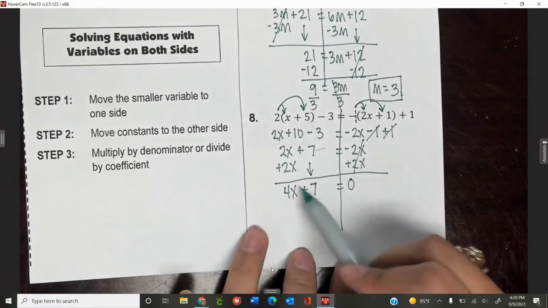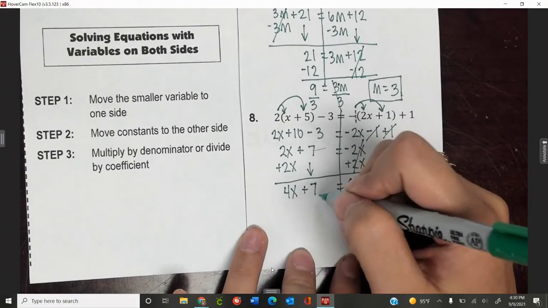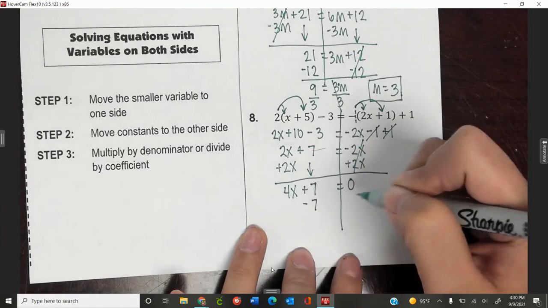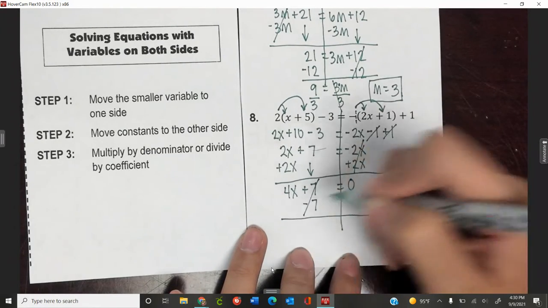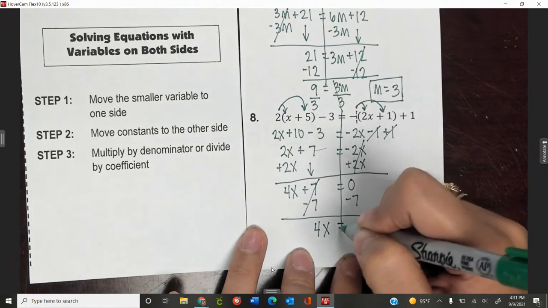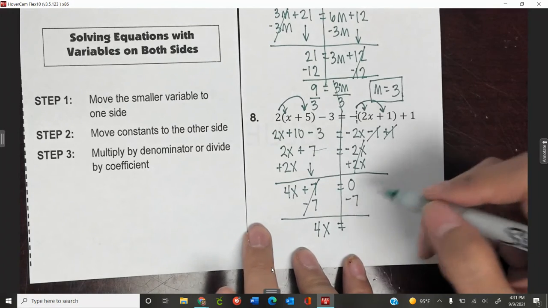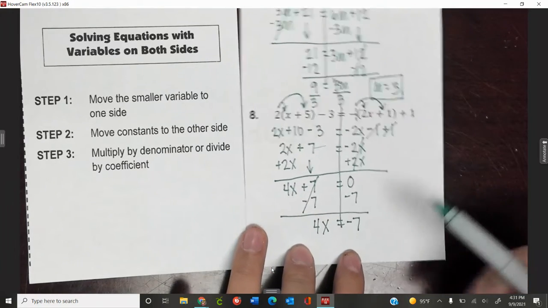But now step 2 tells us we want to move our constant over to the other side. Here I have 7 being added to my variable, so I want to undo this, and I want to subtract 7 on both sides. Subtracting 7, this cancels out, and I'm left with 4x equals 0 minus 7, which is negative 7.